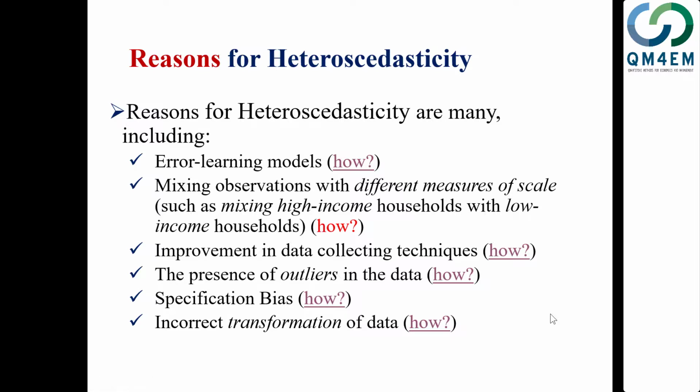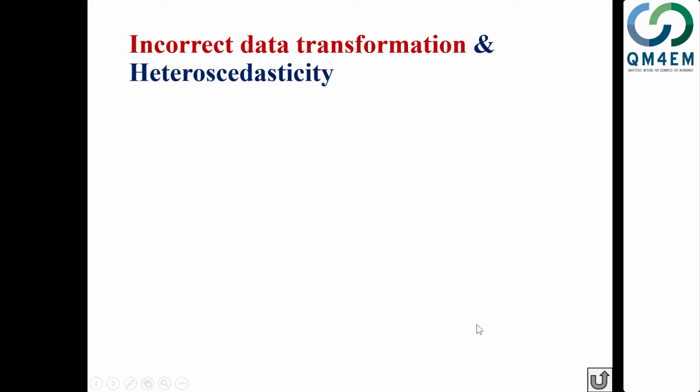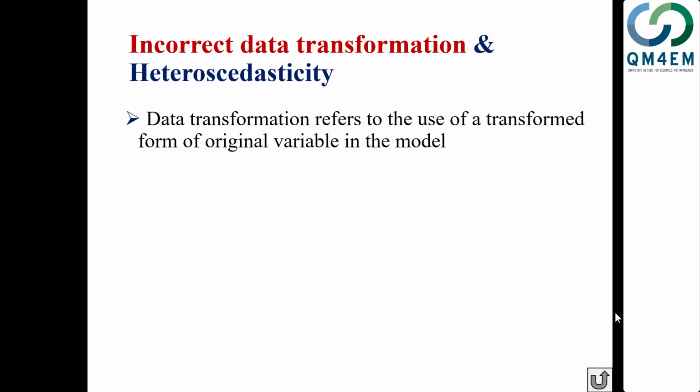The last one is incorrect transformation of the data. Now that's a bit tricky in a sense that we haven't studied till now what we mean by the transformation of data. But I will just tell you briefly, and at a later stage when we study time series analysis, in I believe the 15th or 14th week, we are going to talk about it in more detail. So normally, if I put it in very simple words, data transformation refers to the use of a transformed form of the original variable in the model.